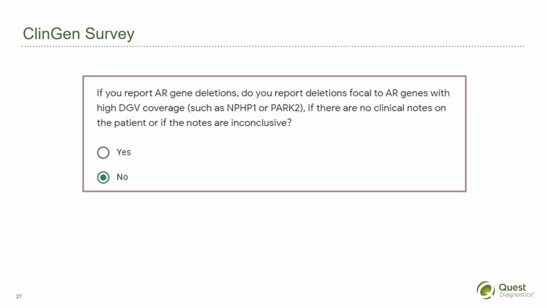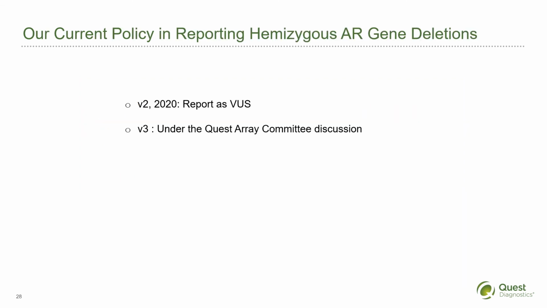In general, we do not report autosomal recessive gene deletions with high DGV coverage. Currently, we report a hemizygous deletion CNV involving an autosomal recessive gene as uncertain. However, reporting criteria of autosomal recessive genes are under array committee discussion.